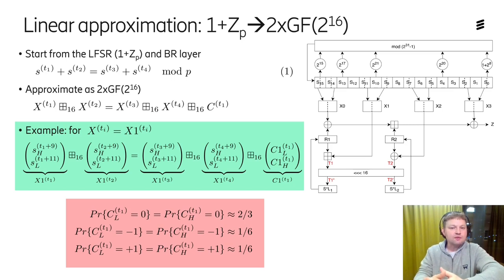As the consequence, in the red box, we then conclude on the distribution of the 32-bit carry noise C. The lower and higher 16-bit values of C are independent, and they have the same distribution, such that the probability of 0 is 2/3, and for the other two values plus minus 1, the probability is 1/6.